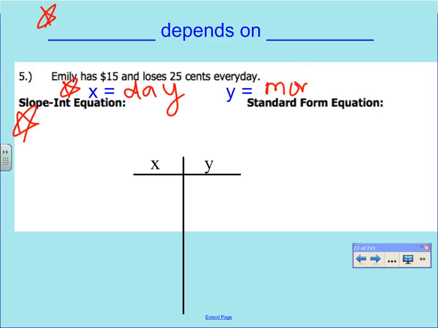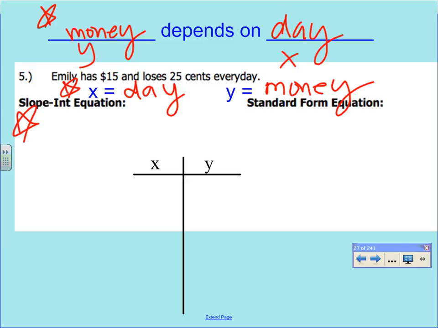There's going to be a variety, so cents or money doesn't matter. In this case, the total money or total cents depends on what day it is. Y depends on x. Guys okay with that part? Okay, Reno, what is the slope-intercept equation for this one?